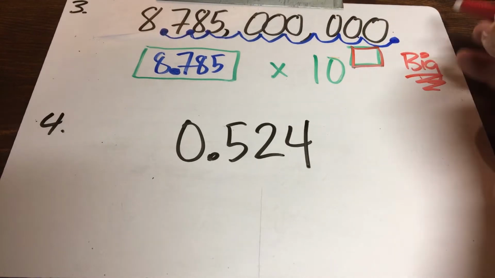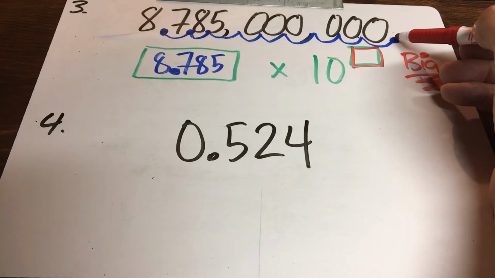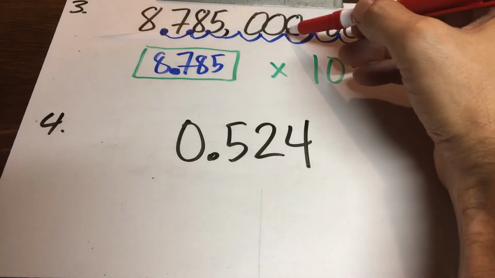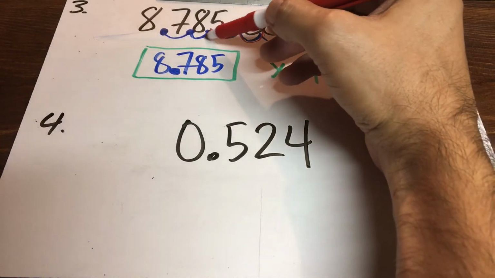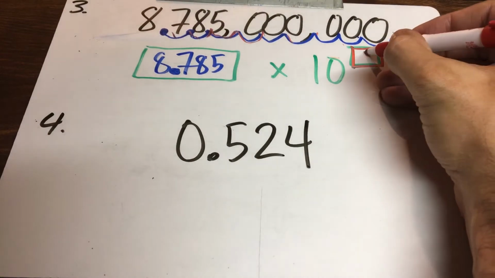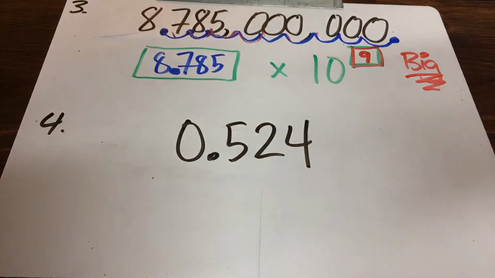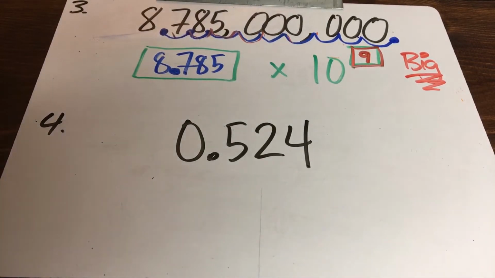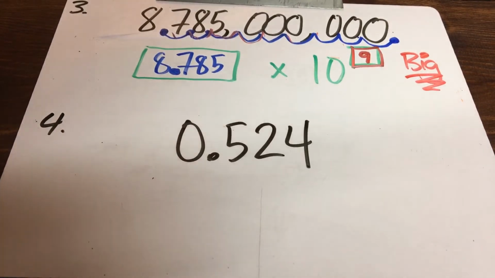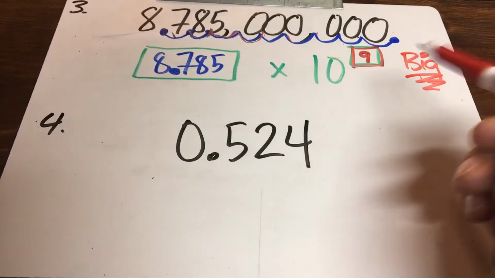So let's count how many places we moved it. We're going to count my little loops here. Count how many places we moved the decimal. 1, 2, 3, 4, 5, 6, 7, 8, 9. I counted 9. Positive 9, because this is a big number. Any number that's bigger than 10, it's bigger than our limit. It's going to have a positive exponent. Okay, that's number 3 on page 54. It will help you on page 55 with number 4. Number 4 on page 55 is just like this.